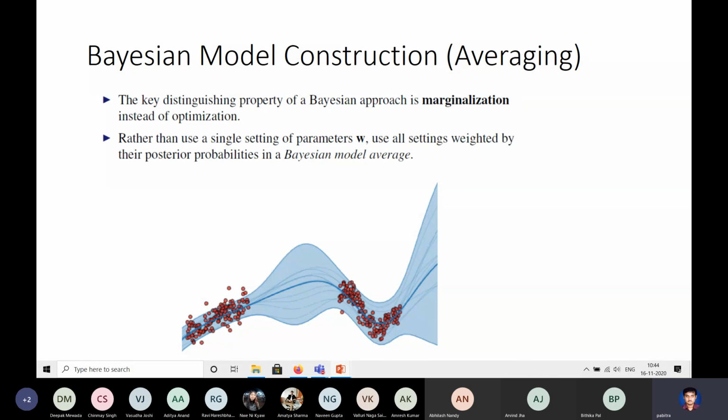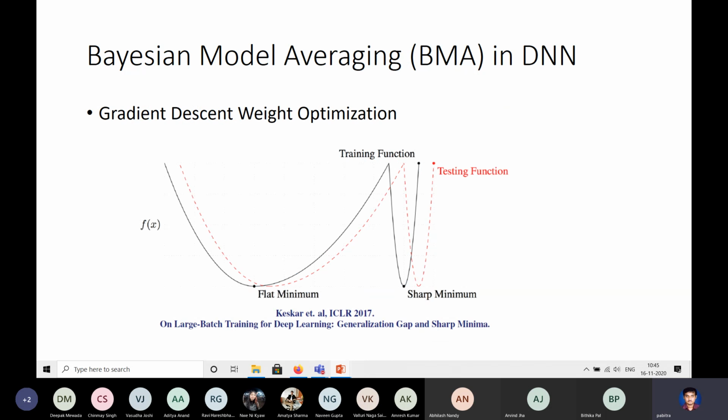All right. So let's see how we can solve this previous problem by using a marginalization or model averaging approach instead of an optimization approach. Basically, we'll see how we can apply Bayesian model averaging to deep neural networks.